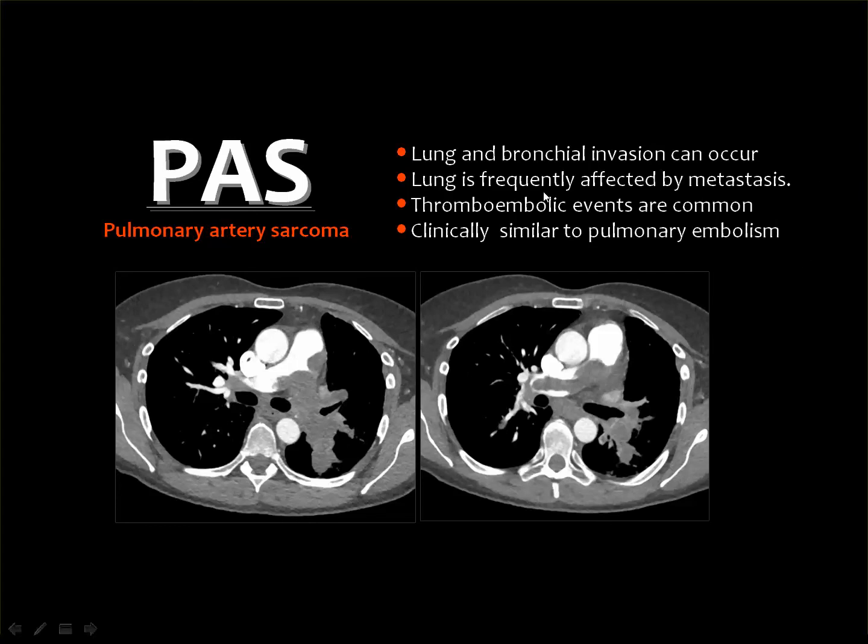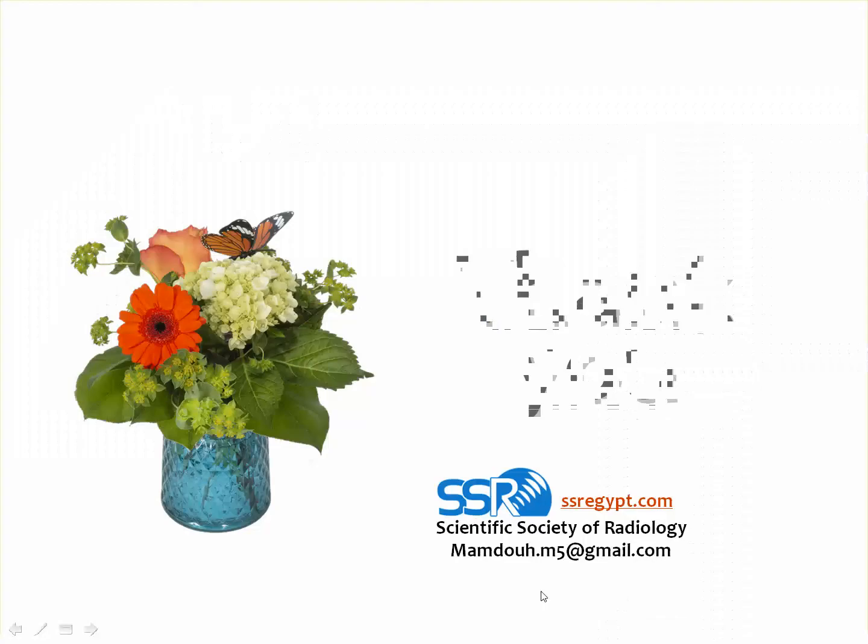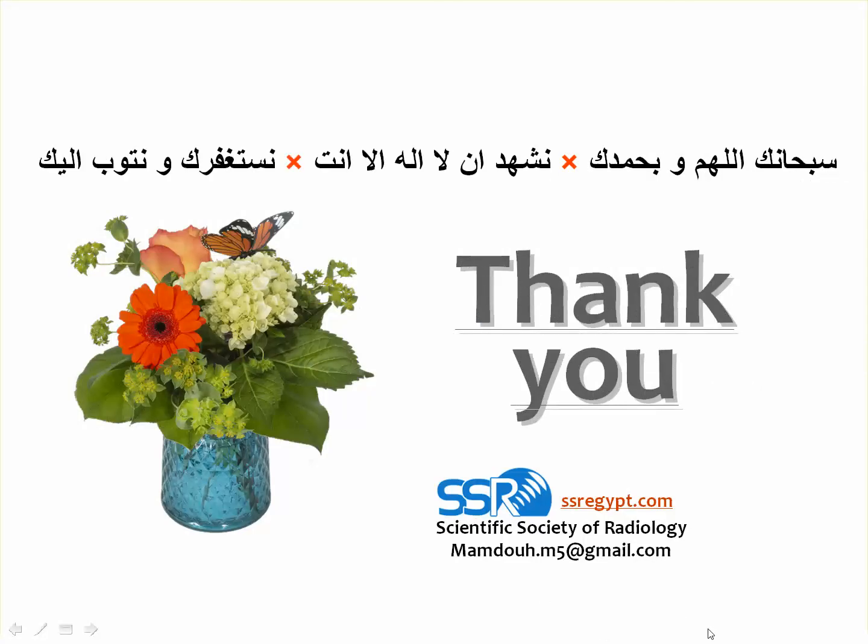The lung may show also pulmonary metastatic deposits. Thromboembolic events may also be seen, and clinically the lesion may be similar to the pulmonary embolism. And in this patient, you can see pulmonary artery sarcoma with multiple pulmonary metastatic deposits as well as multiple brain metastatic deposits. Thank you very much.